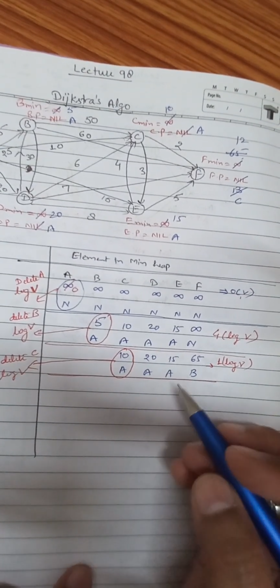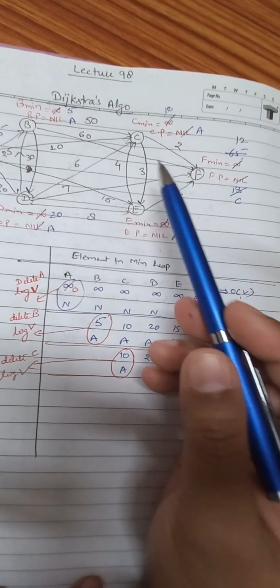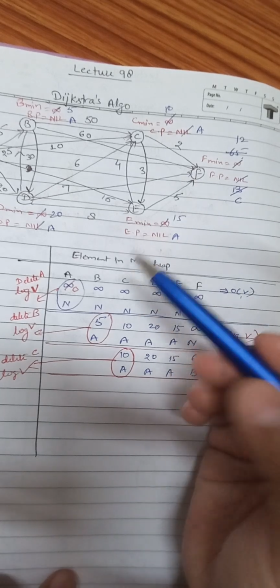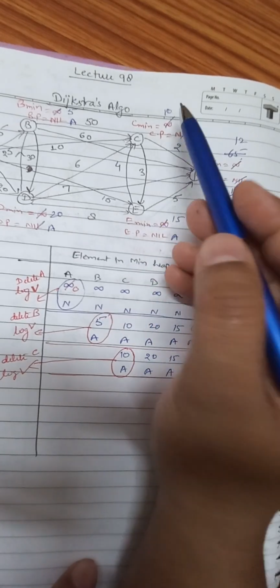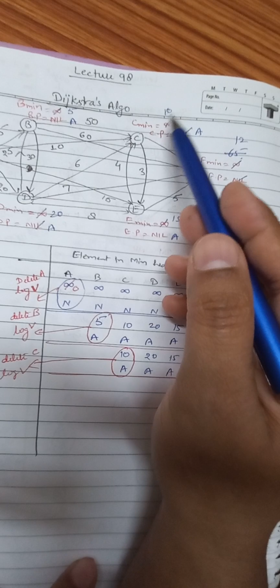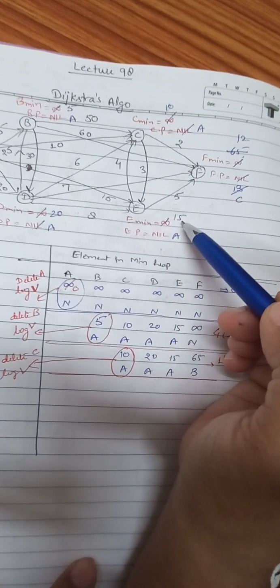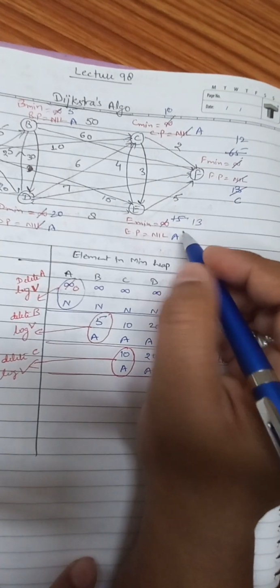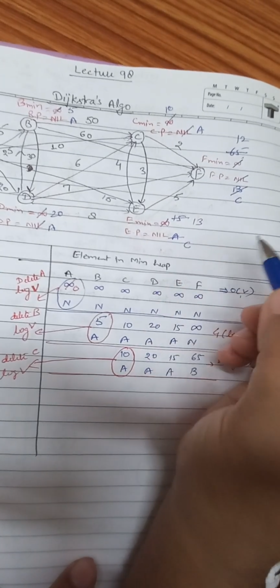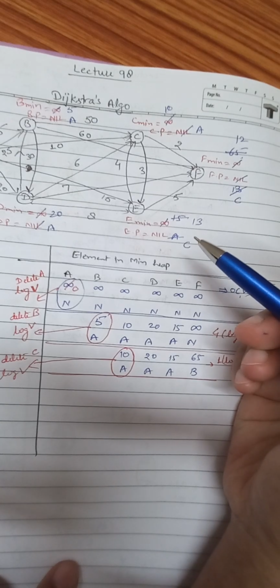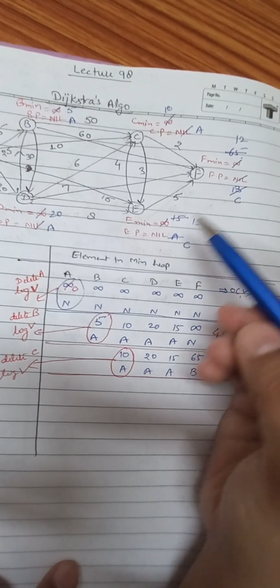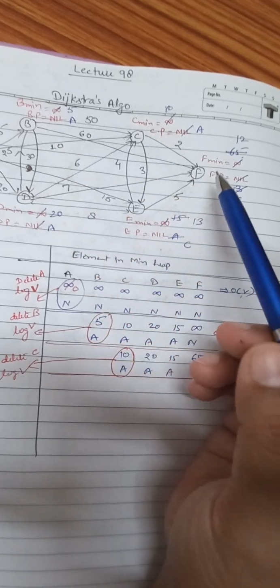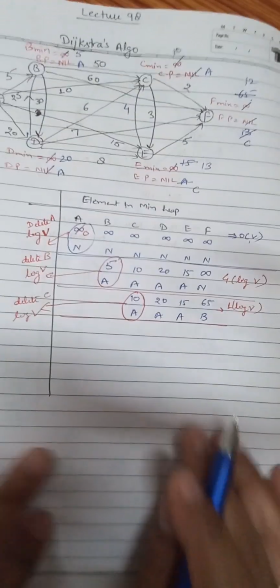Are there any other changes? From C to E, yes, one more change is there. It is 10 and 3, so 10 plus 3 is 13. Here it is 15, so we can change it. So we change it to 13, and here the parent will be C. So these two changes occur. For the rest there is no change, because there is no direct edge from C to D, and AB is already deleted. So these many changes, right?